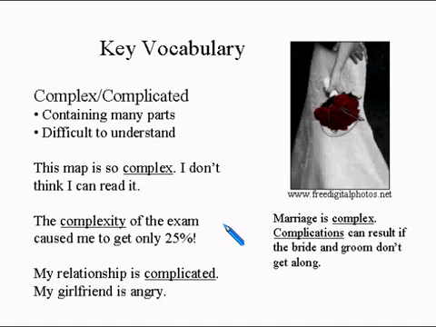The complexity of the exam caused me to only get 25%. Now that's a bad score, so the exam was too difficult or too complex. My relationship is complicated. My girlfriend is angry. This is a common word when your relationship is not going very well. Marriage is complex. Here's an adjective, complex. Here's a noun, complications can result if the bride and groom don't get along. That would be problems can result if they start fighting.